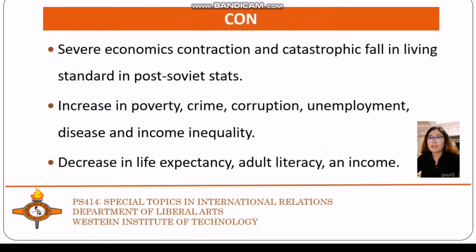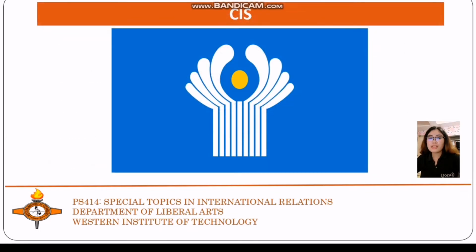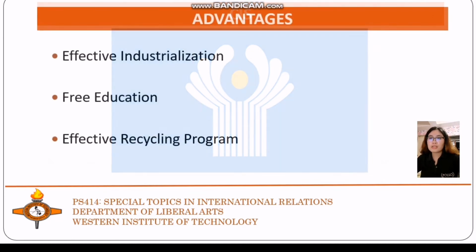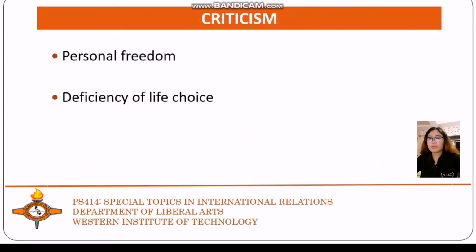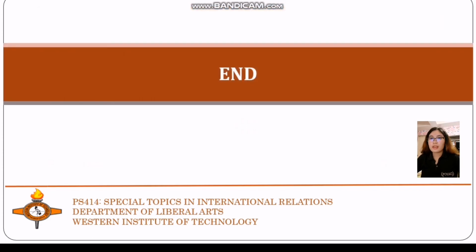So after USSR finally dissolved, following are the negative effects of it. First, severe economic contraction and catastrophic fall in living standards in post-Soviet states. Increase in poverty, crime, corruption, unemployment, disease, and income inequality. And lastly, the decrease in life expectancy, adult literacy, and income. But with the presence of CIS, or Commonwealth of Independent States, industrialization was effective, free education was imposed, and a program for effective recycling was established. But there are also those against it, which address the limited personal freedom and deficiency of life choice. Okay, so that's it, and thank you for listening.